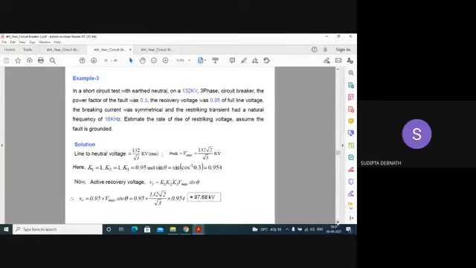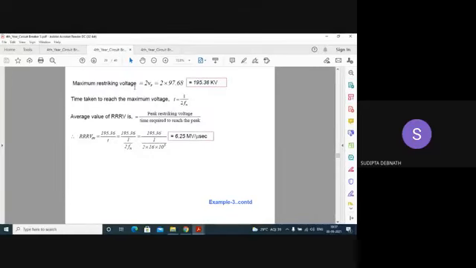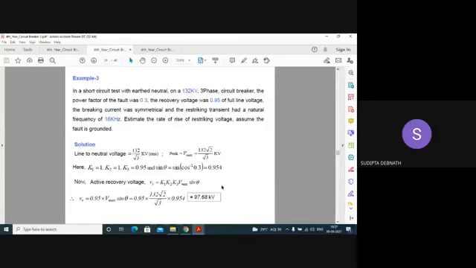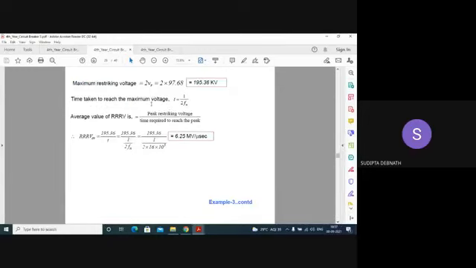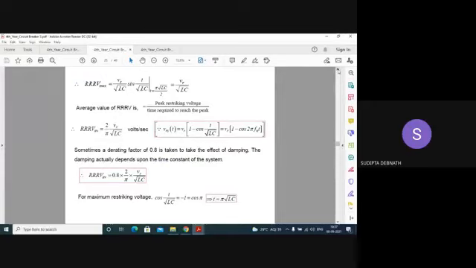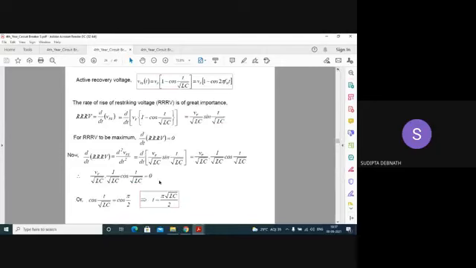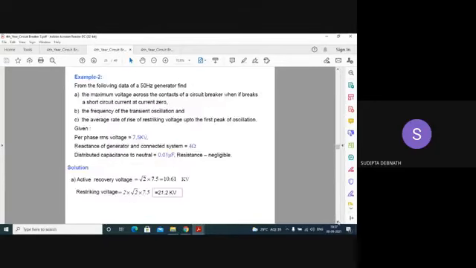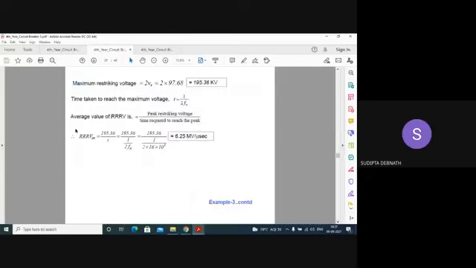But what is the question? Rate of rise of restriking voltage. So the maximum restriking voltage is twice of this value. This is the active recovery voltage, so the maximum value can be twice of this value. Time taken to reach the maximum value is 1 by twice Fn, as already discussed. So you substitute the values here and find out the average value, which is the peak restriking voltage by the time taken to reach the peak value. You will see it is very high, in the order of megavolt per microsecond.